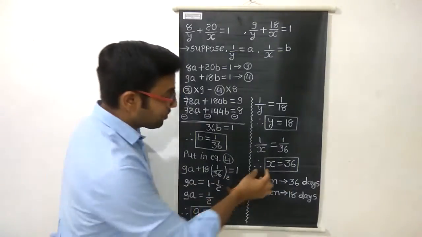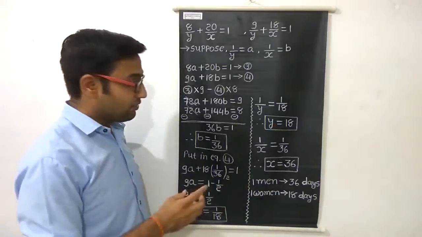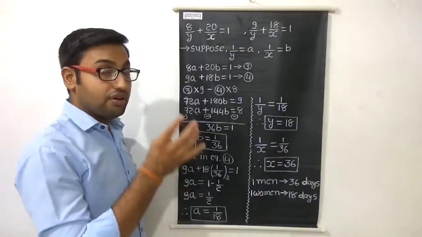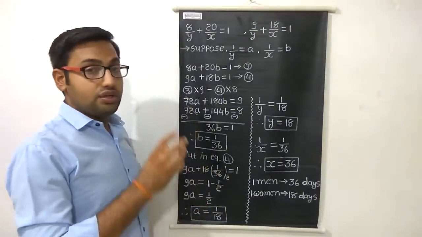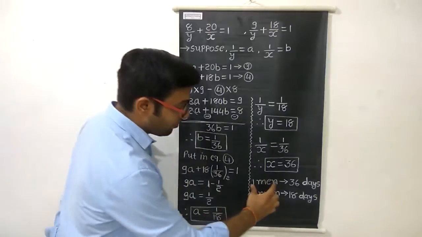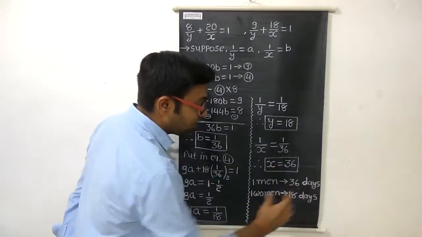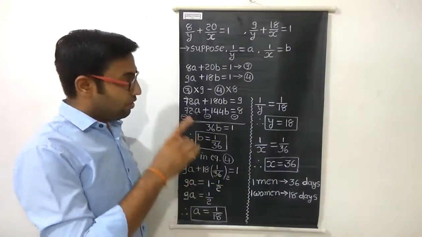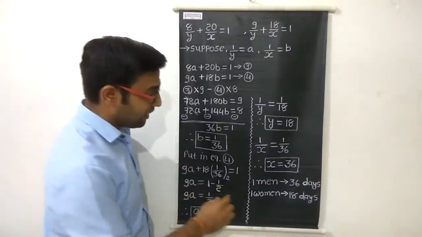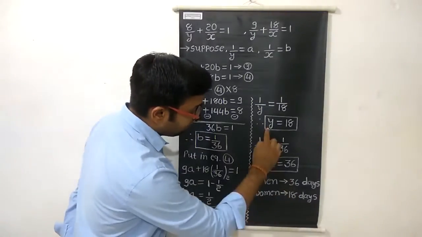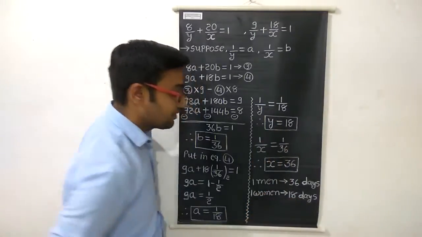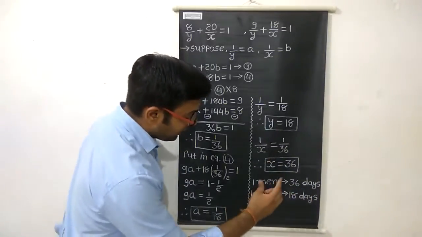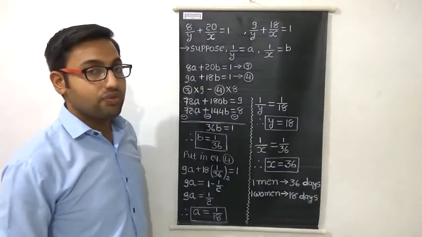Now remember what we have supposed for x and y. x we have supposed is for one man. If a man alone does the total work, then he can finish the work in x days, and that is equal to 36 days. In the same way, if one woman can do the whole work alone, then she can finish the total work in y days, and that is equal to 18 days. Right? So one man can finish the work in 36 days and one woman can finish it in 18 days.